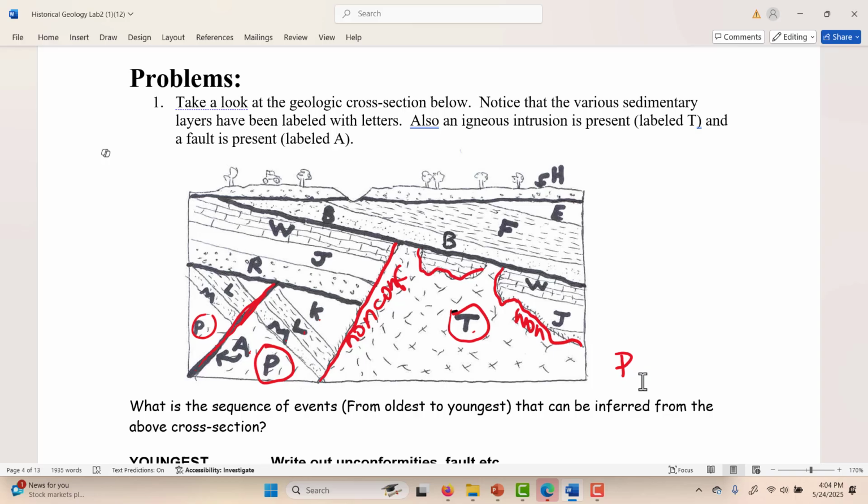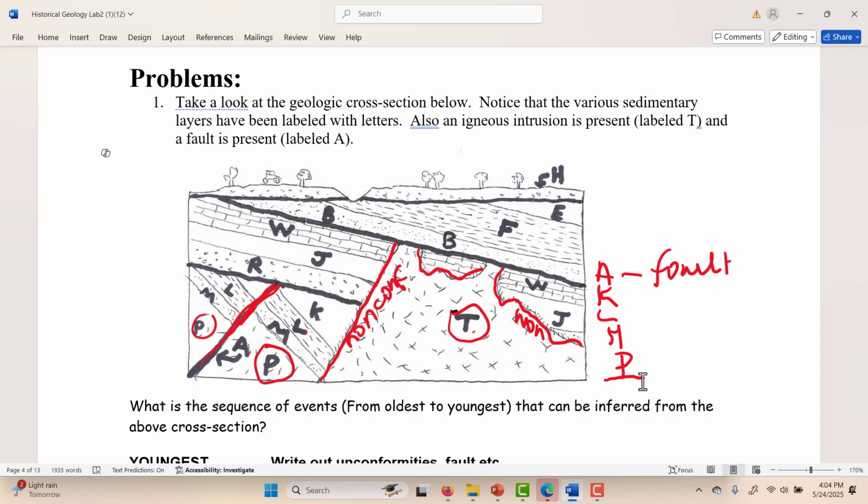So P is the oldest, and we always have to write it from the oldest rocks, right? Oldest to youngest. You never go youngest to oldest. It's always oldest to youngest. So after the P comes the M, which is like a sandstone. After that, the silt, the L. Then comes the K. All these layers were faulted by this A fault. So after the K, because the A fault did not go anywhere else, we know that it came after the K layer. That is the fault line right there, A fault.